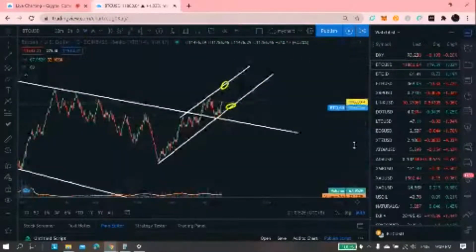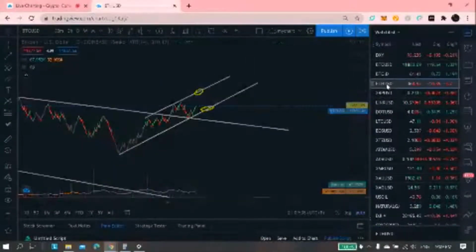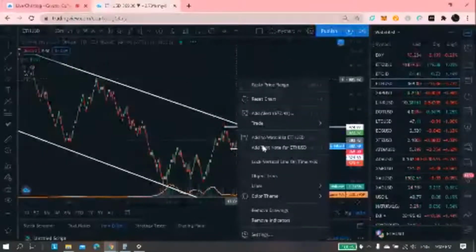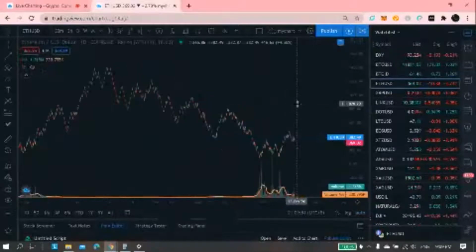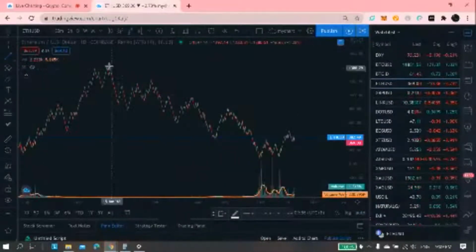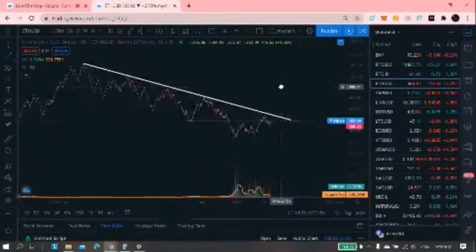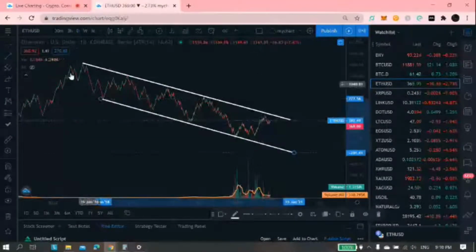Anyway, let's move to altcoins. Let's start with Ethereum. If you have some questions, you can also feel free to chat in our live chat. We're using the Renko chart so that there will be less noise. It's actually in a downtrend, a long-term downtrend.